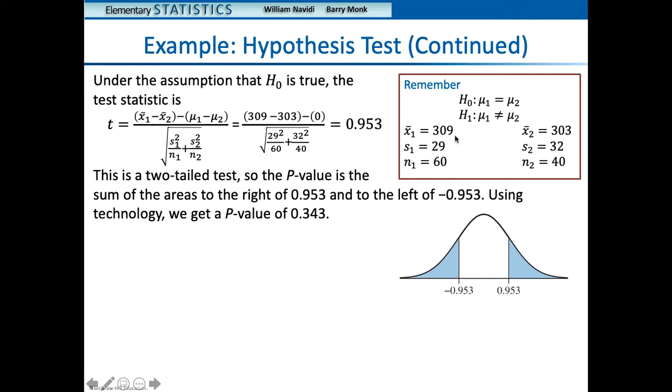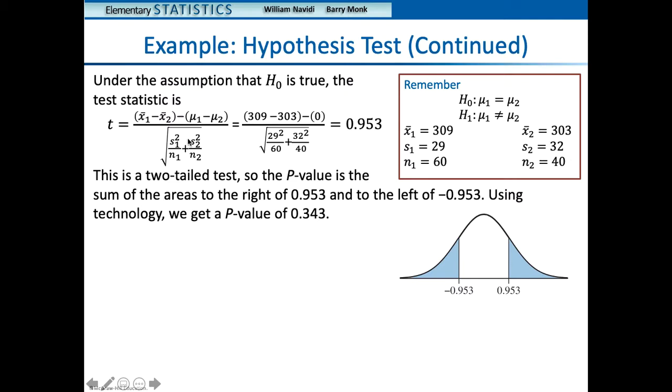X1 bar, the sample mean for those who use a computer, is 309, S1 is 29, N1 is 60. X2 bar, the sample mean for those who don't use a computer, is 303, S2 is 32, N2 is 40, right? And we plug the numbers into the formula for T.